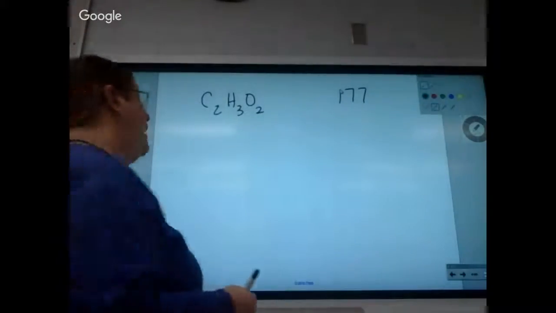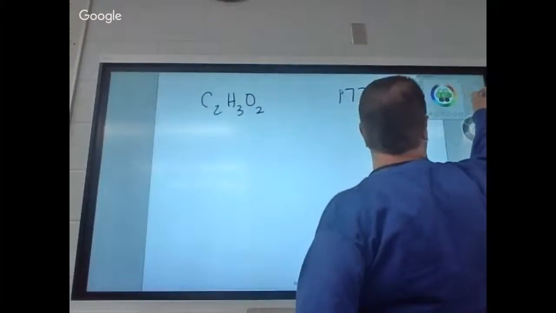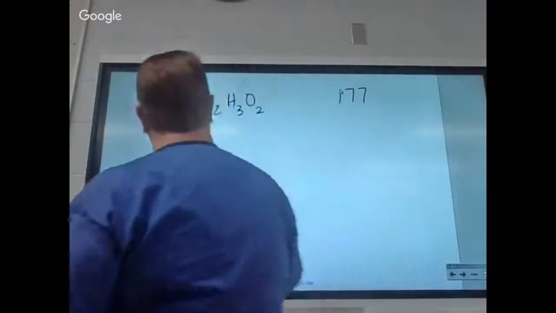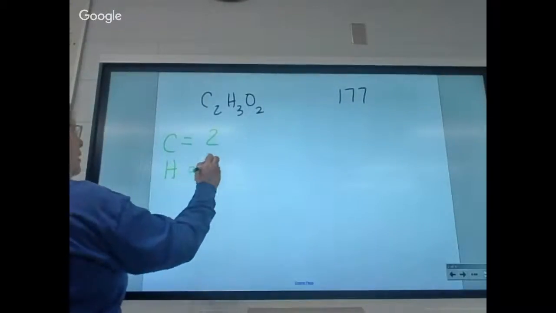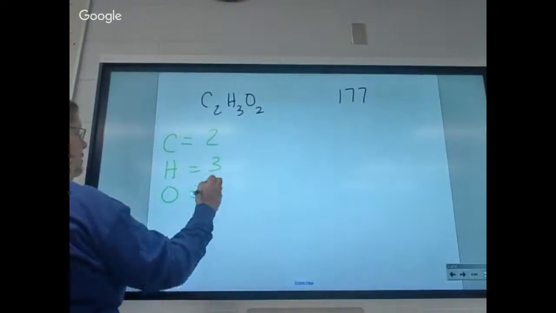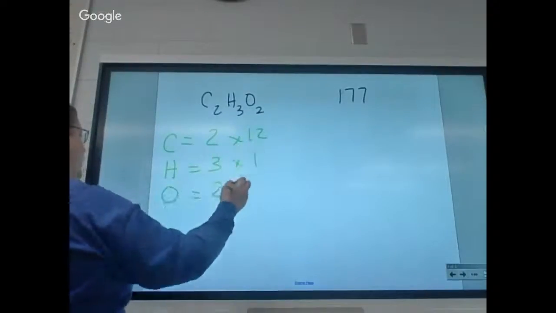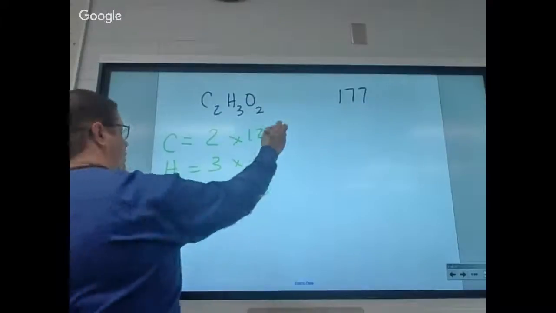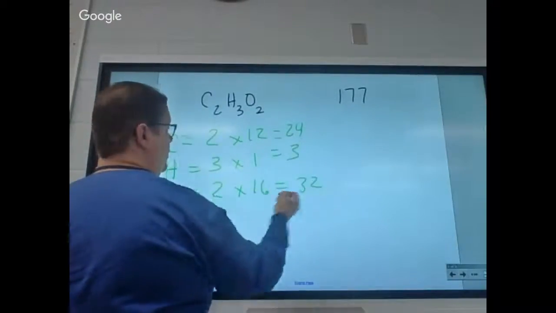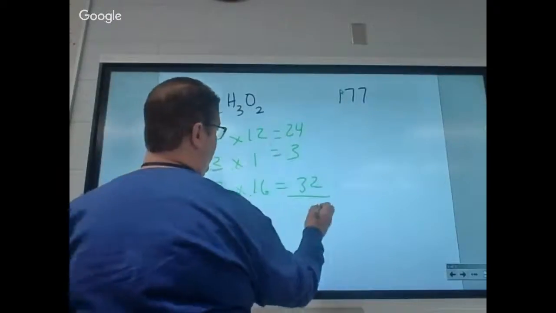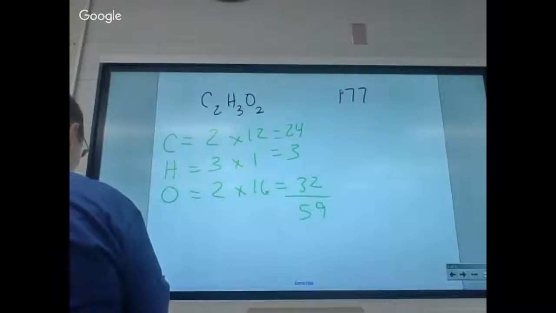We need to find the mass. So we're going to take this and find the mass. How many C's do we have? How many H's? How many O's? What's the mass of C? Mass of H? Mass of O? 16. So we get 24, we get 3, we get 32. Add that up, we're going to have 59. Everybody with us on that?